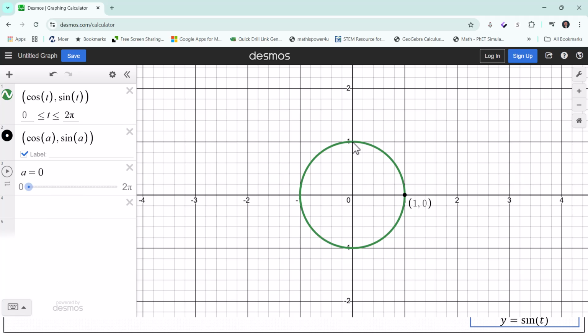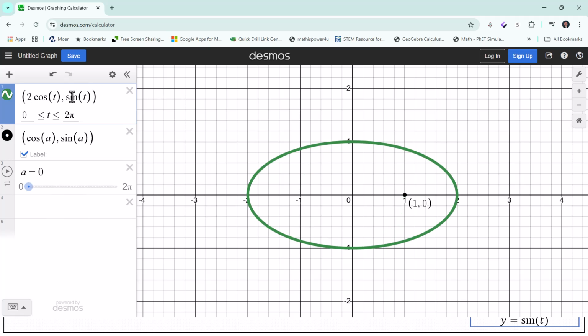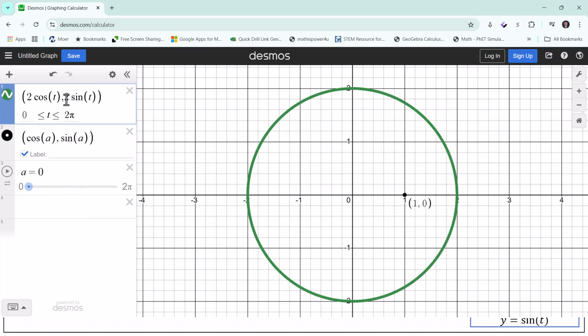To begin, for a circle with radius 2, we would have x equals 2 cosine t and y equals 2 sine t. Let's also change the point to 2 cosine a and 2 sine a. So now we have the correct circle, but the orientation is not correct because right now the point starts at (2, 0) and rotates counterclockwise.